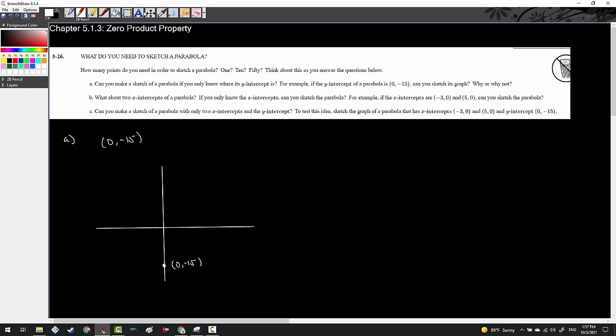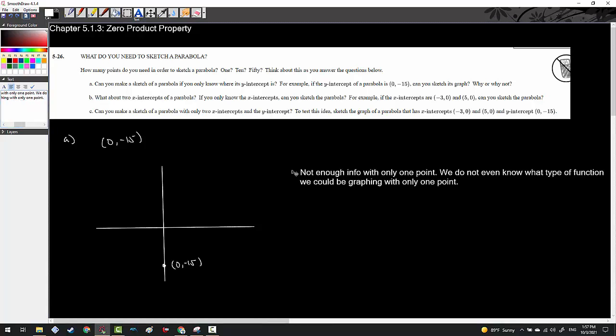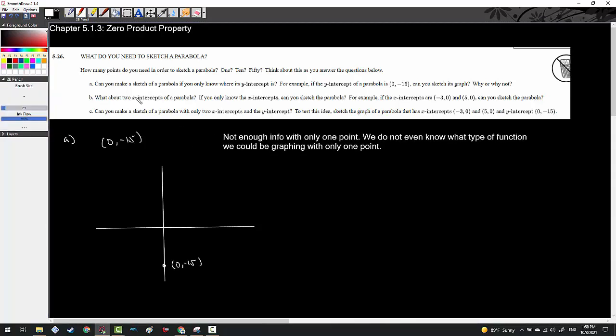There's just not enough information with 1 point. So not enough info with only 1 point. And I would even say we do not even know what type of function we could be graphing with only 1 point. That takes care of A. I would assume that would have been relatively obvious.